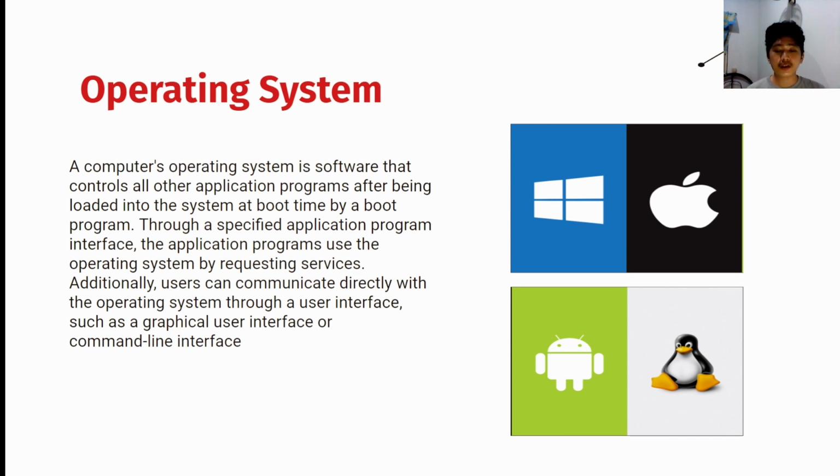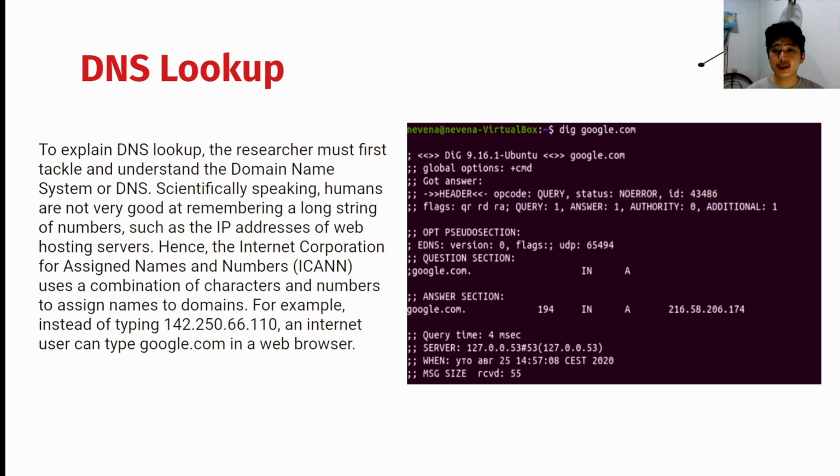And these four logos are the popular operating systems right now. For the desktop, we have Windows, Mac OS, and Linux. Then for mobile devices, we have iOS and Android. For this project, we only use the Windows operating system. It is the most convenient OS since we already have a tool applicable in this OS that can do the command execution. Then the next slide is DNS lookup.